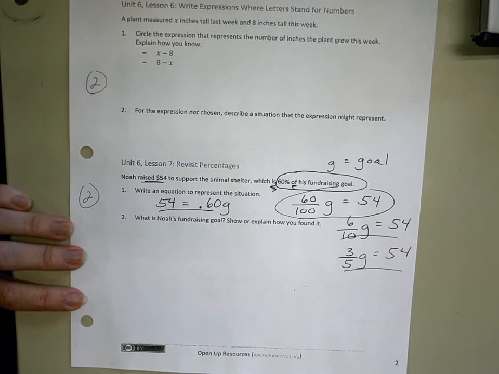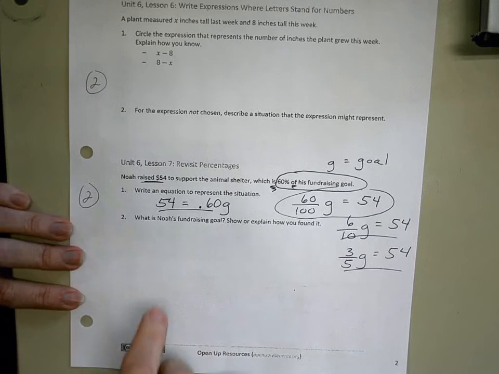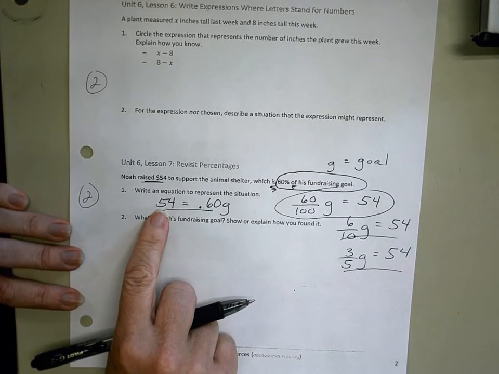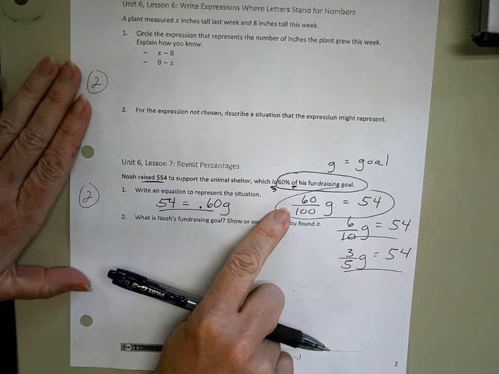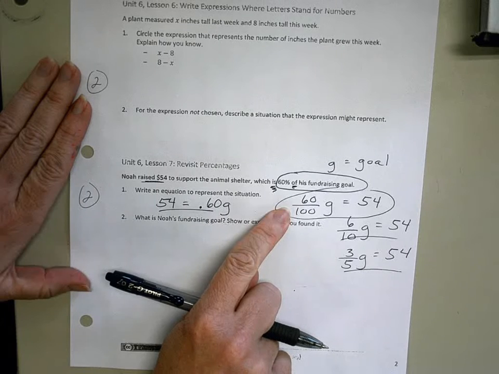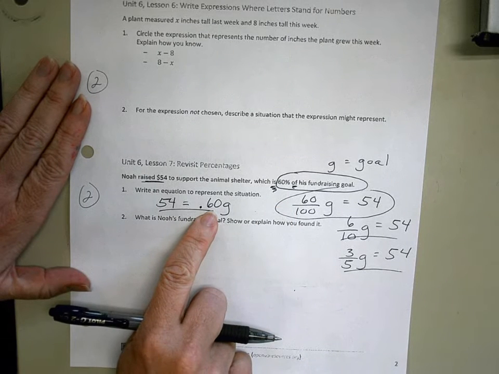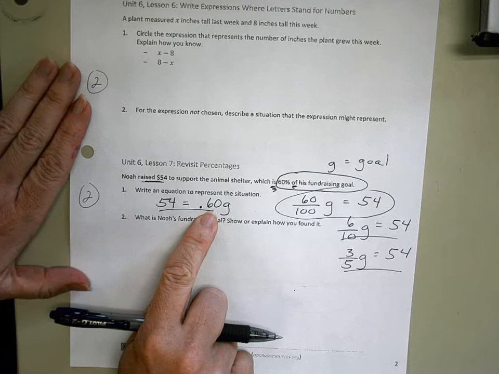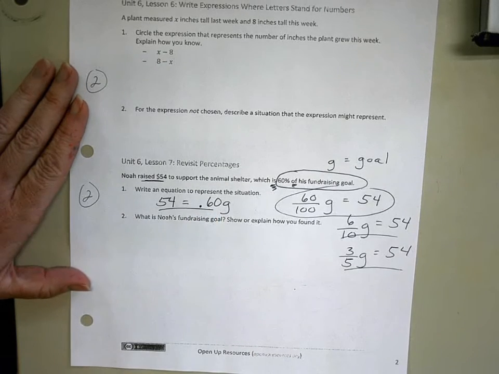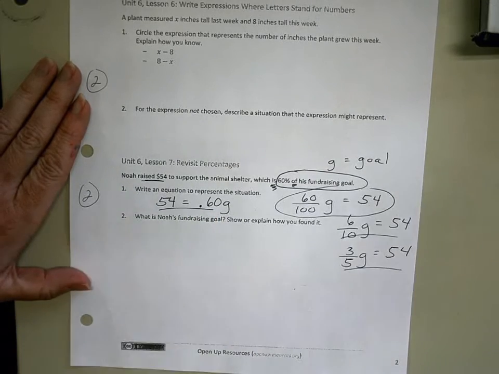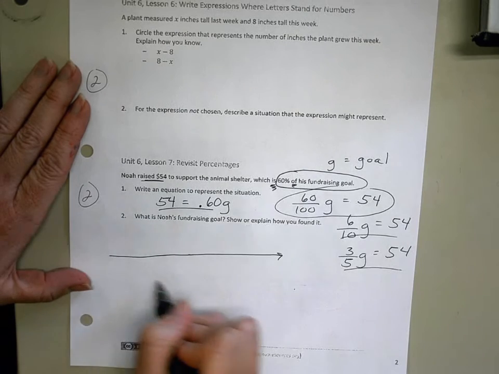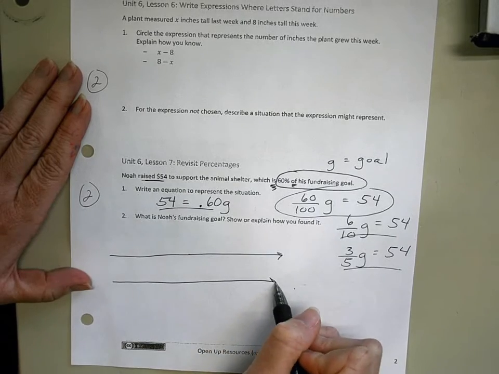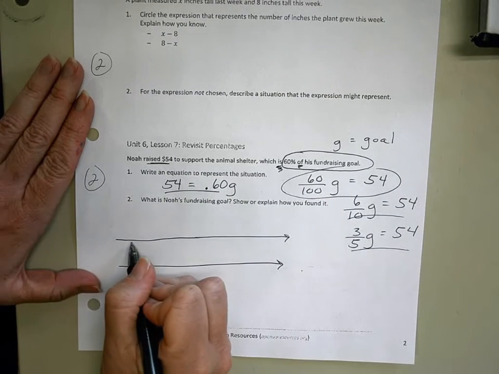And then part 2, okay, so what is the goal? If 60% is $54, what was the goal? So a couple of strategies here. Maybe you want to do the opposite and multiply by the reciprocal. Maybe you want to divide to get rid of times 60 hundredths. Maybe you want to make a tape diagram. I noticed this week that a lot of you really seem to like the double number line strategy that we worked on way back when we first started to look at percentages.